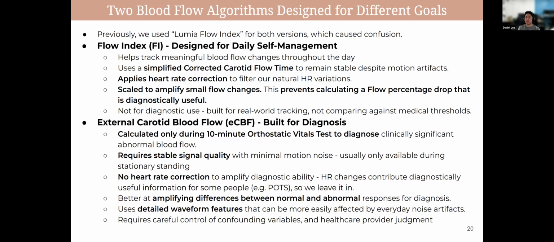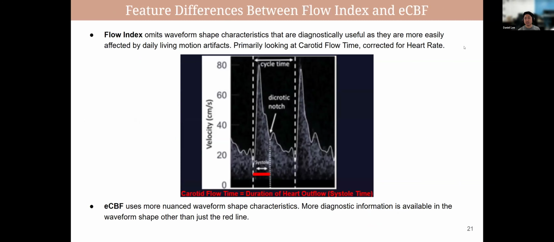So we're not adding the heart rate correction, but that's also another reason why they just have different goals. If you're trying to show and spread the difference between normal versus abnormal, or understand your daily, you calculate it differently. So we are going to be using more detailed waveform features, and I'll go into that a little bit. Some feature differences, meaning what are we actually paying attention to in the waveform?